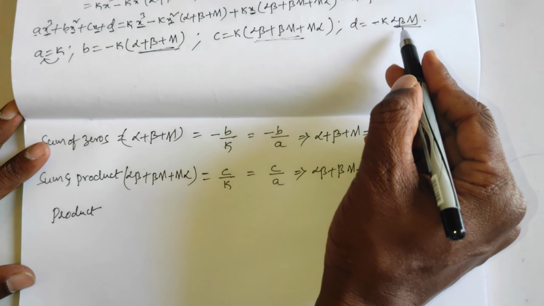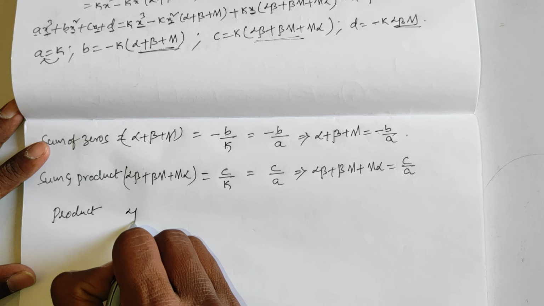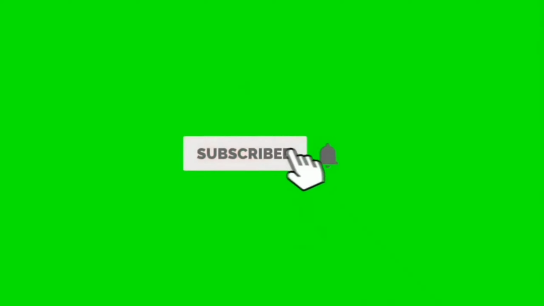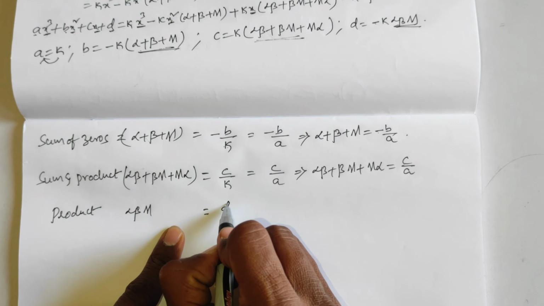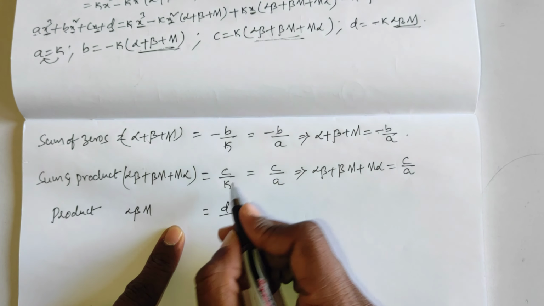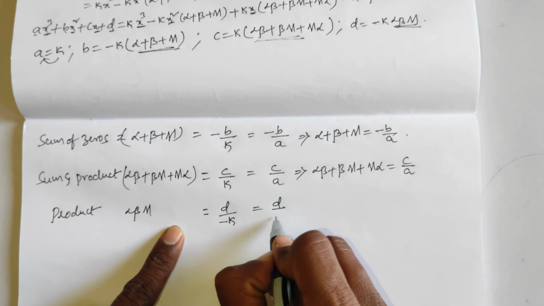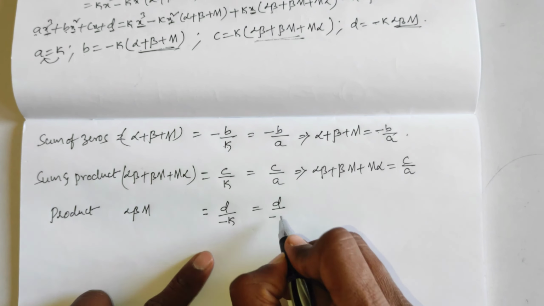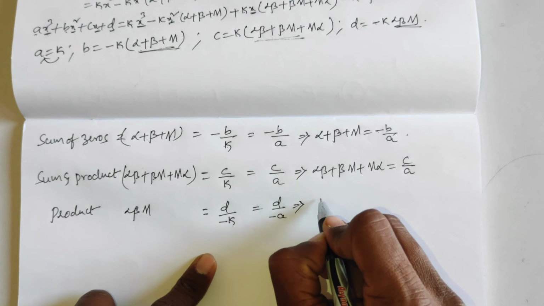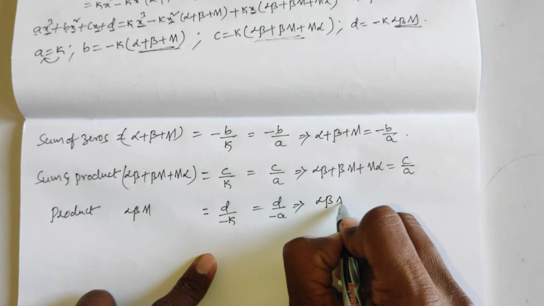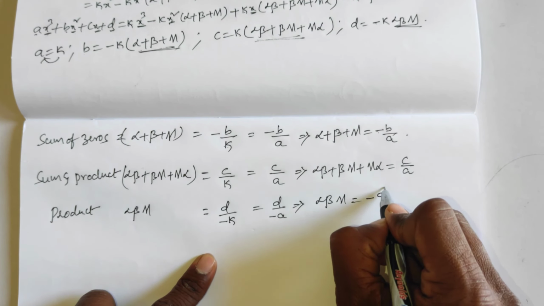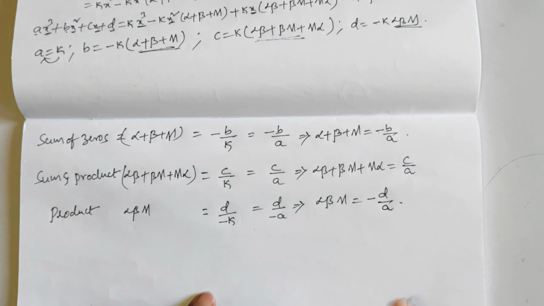Product means what is it? Alpha beta gamma. So d by this becomes division. So minus k. This is equal to d by minus k, which means minus d by a. Nothing but alpha beta gamma is equal to minus d by a.